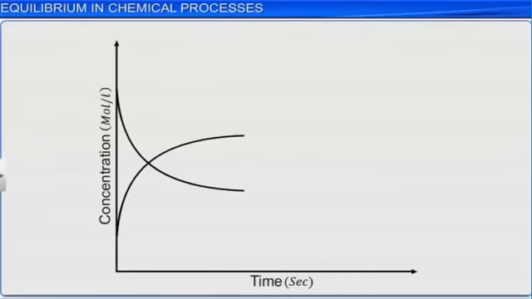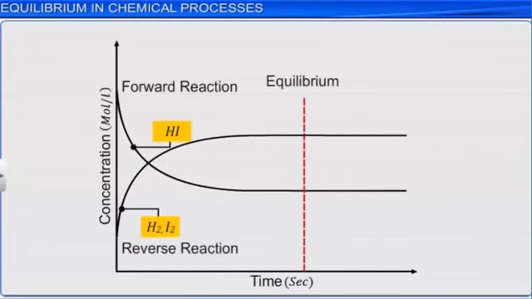At equilibrium, the concentrations of all the three species become constant. The graph depicts the variations of the concentrations of hydrogen, iodine, and hydrogen iodide as a function of time.